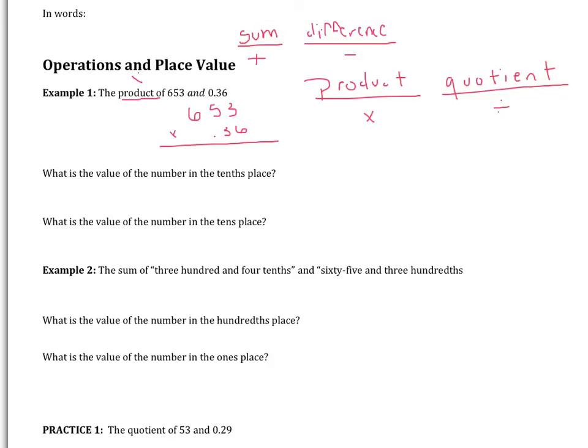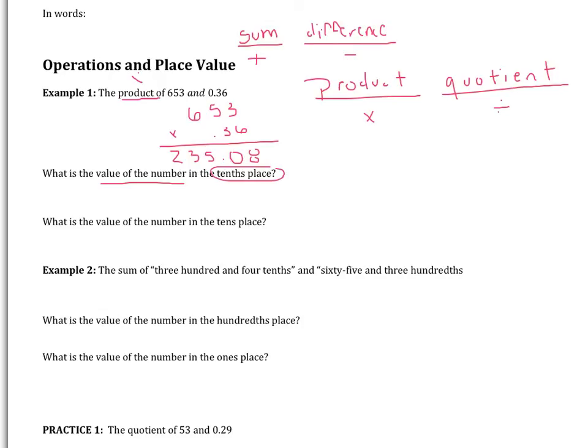So I'm going to go ahead and do that. And we can just use our calculator for this. 653 times 0.36 gives us 235.08. And then there's some questions we need to answer. What is the value of the number in the tenths place?